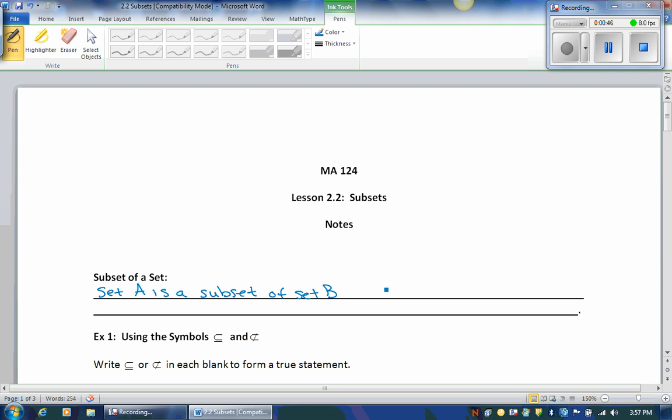And we can express that as A is a subset of B. This is notation. You'll get used to this. If every element, all of them, every single one of them, in A is also in set B. So all of the objects or elements in set A have to be in set B in order for it to be a subset.